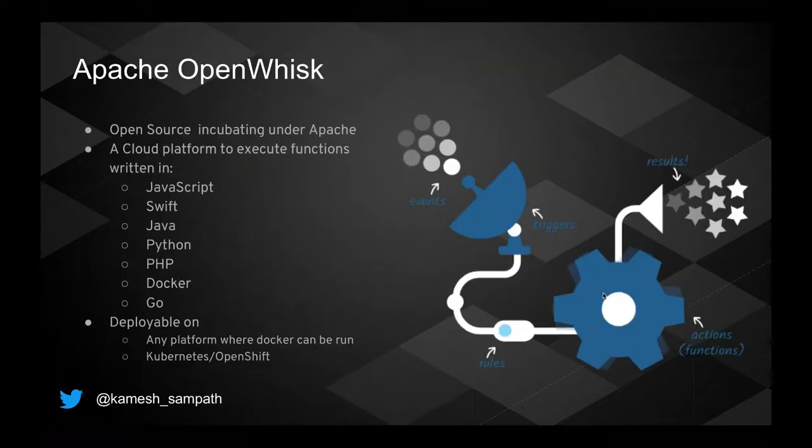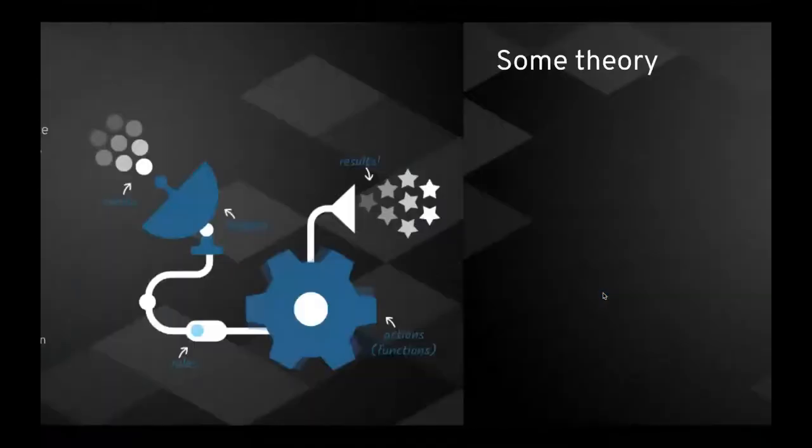All right. So why do we go with OpenWhisk? Just a quick intro about OpenWhisk. It's still an open source product incubating under Apache, and it gives you a bunch of functional languages where I can write JavaScript, Swift, Java, Python, PHP, Docker, and Go. All I need is a platform where Docker can be run, right? And right now we are going to see how I'm going to deploy that on Kubernetes and OpenShift, and we already have something running on it. I'll show you how it looks when it's actually deployed on OpenShift.